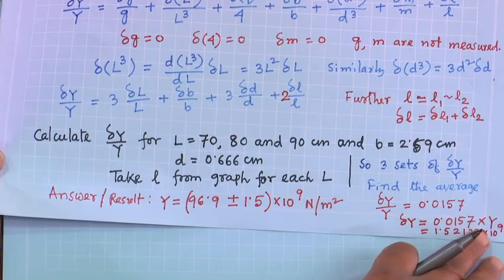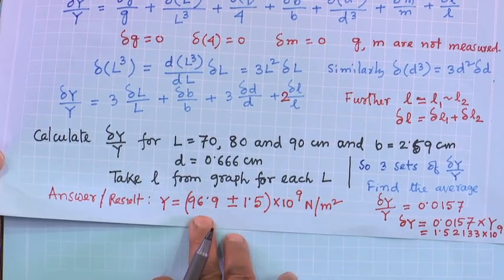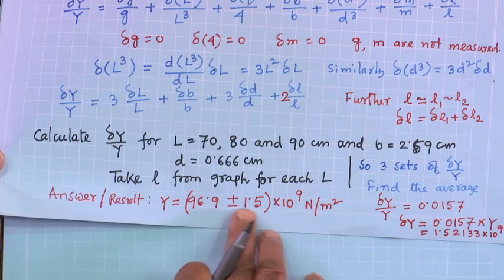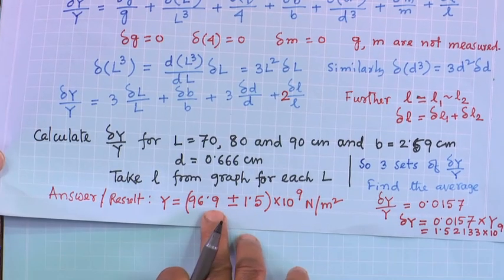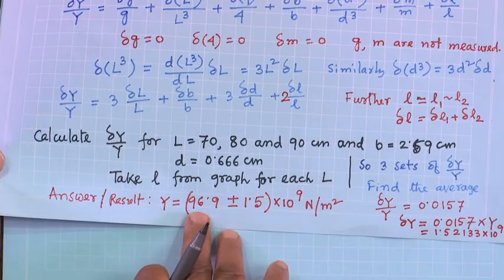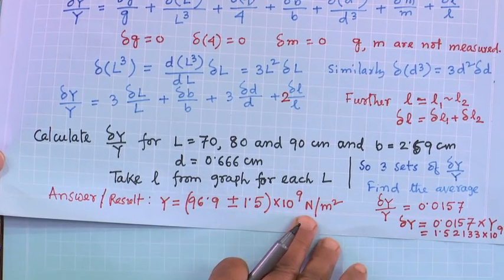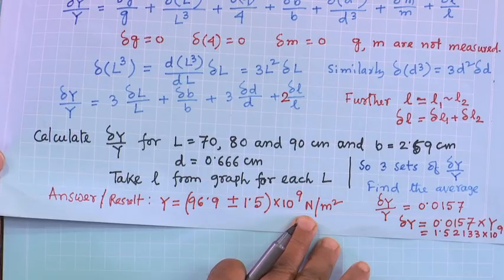If it is up to 2 digits, you can write 1.52. So, here the result you have to write is 96.90. Okay. So, the digits after the decimal should be the same for both cases. Here I have written it consistently. So, this is the way one has to write the answer or result.